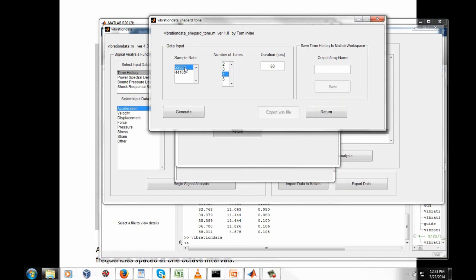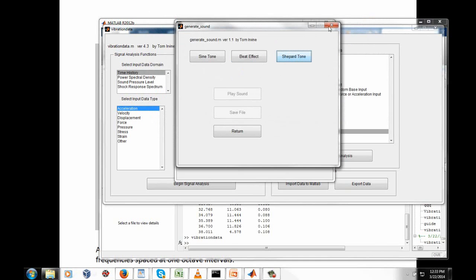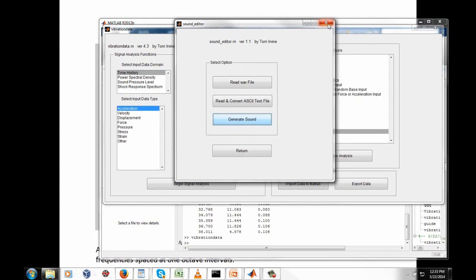We've got 2 sample rates to choose from. These are typical audio sample rate numbers. We can choose the number of tones as well as their duration. And then once we've done that, we can export the data to a WAV file, which is a sound file which we can then listen to. And we can also export the data to our Matlab workspace, so then we can do things like take a Waterfall FFT. So this is just a very quick introduction of how you could generate your own Shepard tone. You can play around with that, which I encourage you to do.